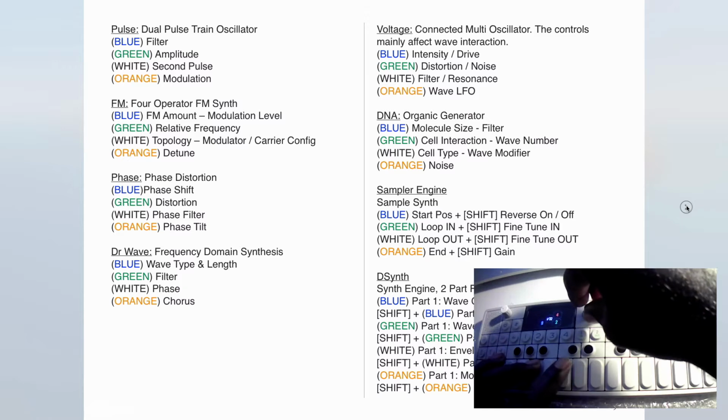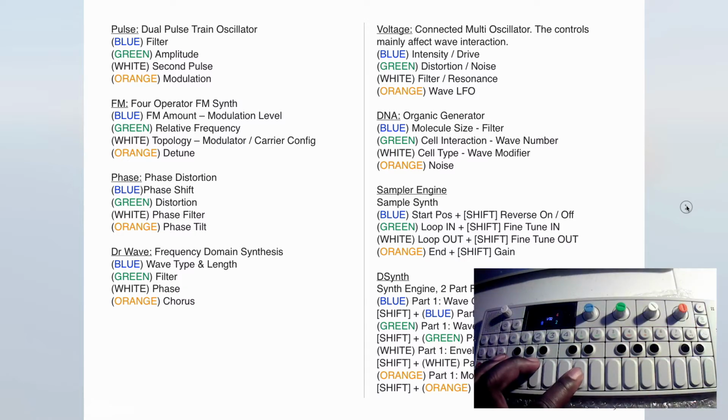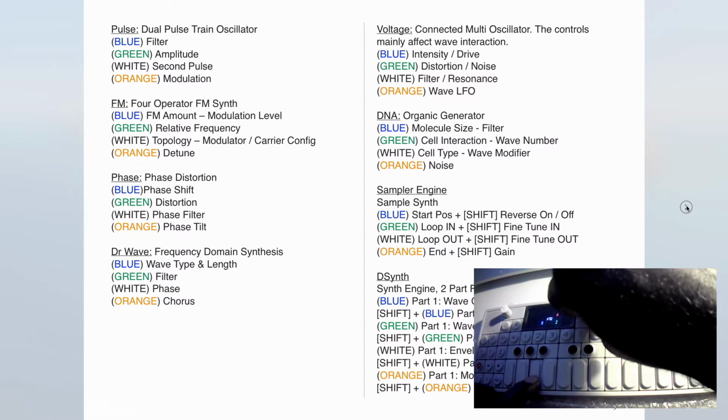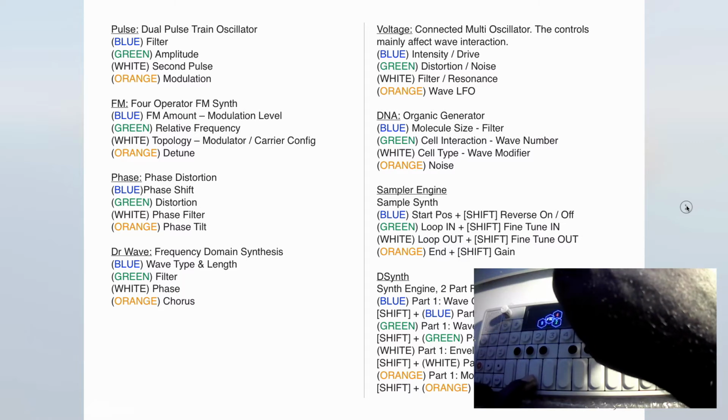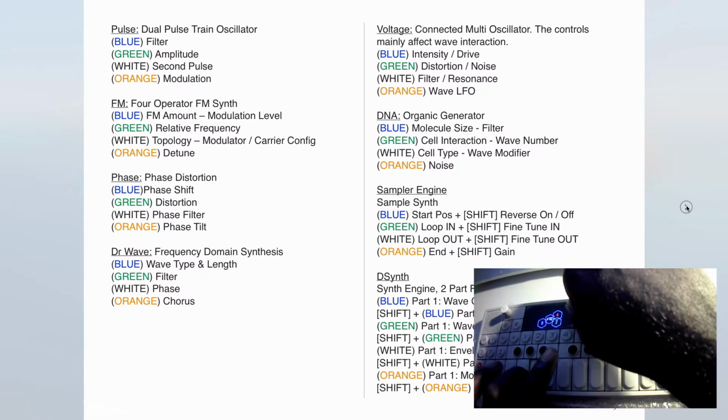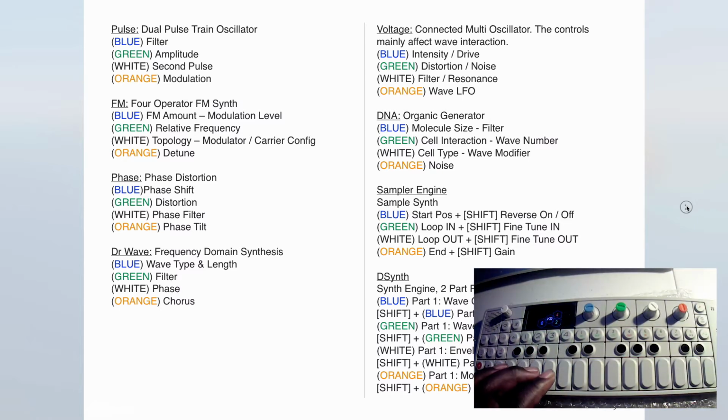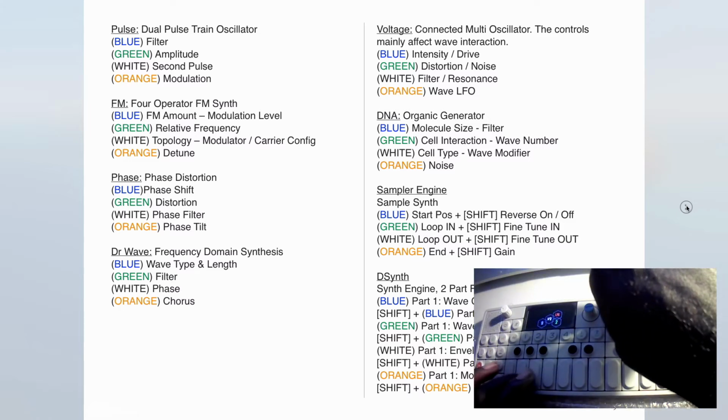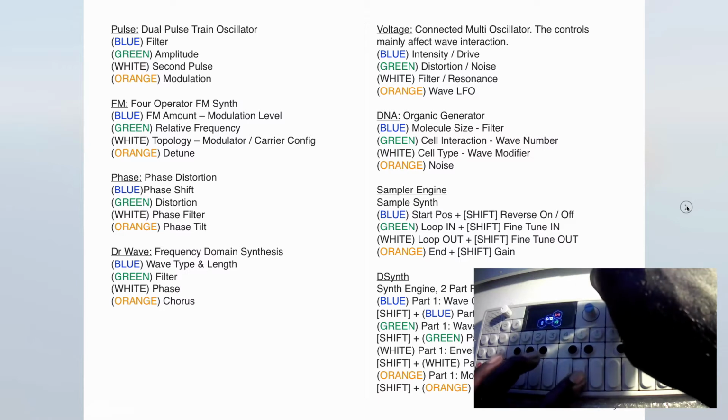So let's adjust the first control for it, which is the FM amount. So this is at minimum, and that's at maximum. Then the next one, relative frequency. So let's adjust that. So it just changes the sound completely, you know? So different oscillator types.